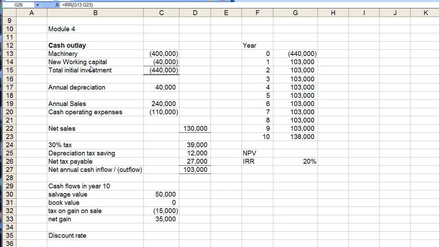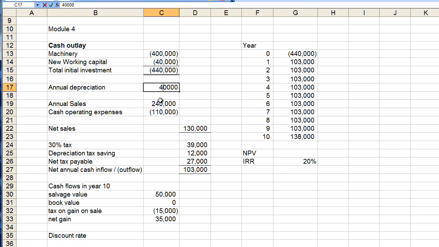We have a machinery outlay here, up the top here, of $400,000. We know that new working capital is coming into this project over the life of the project of $40,000. So we're going to say that our total initial investment is the sum of those two figures, which is $440,000.